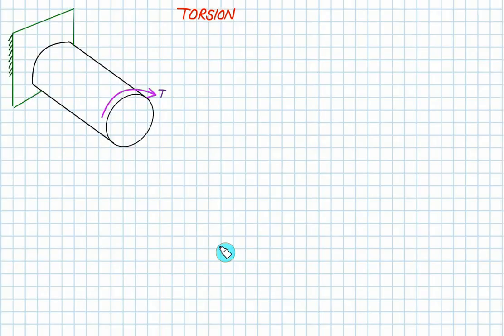In this video, we are going to discuss torsion. So consider here a shaft which is subjected to twisting moment T. Let L be the length of the shaft or the circular bar, and D is the diameter of the bar. For simplicity, the left end is fixed to the wall.